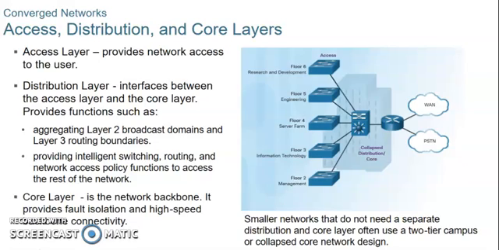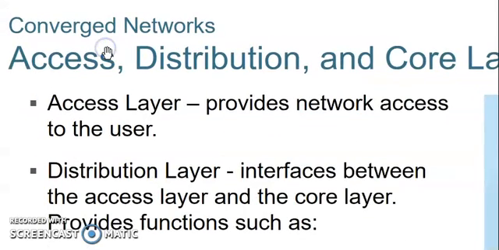So there are three layers in the hierarchical model, namely access layer, distribution layer and core layer. Access layer provides network access to the end devices. Layer 2 devices are involved in access layer. The access layer connects all the end devices together.